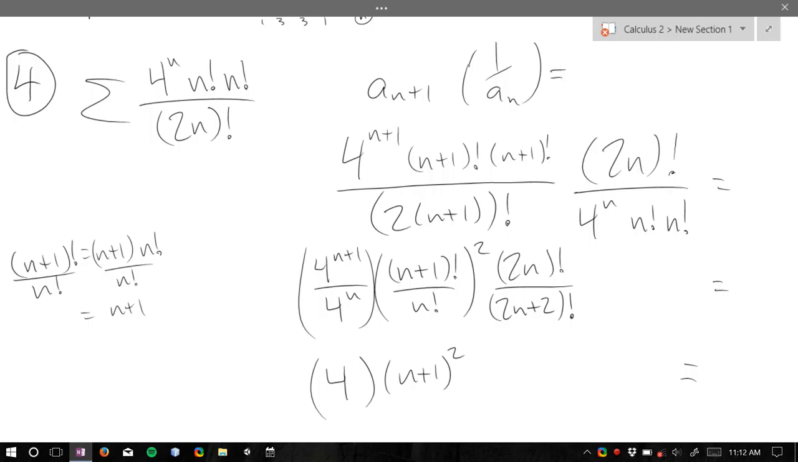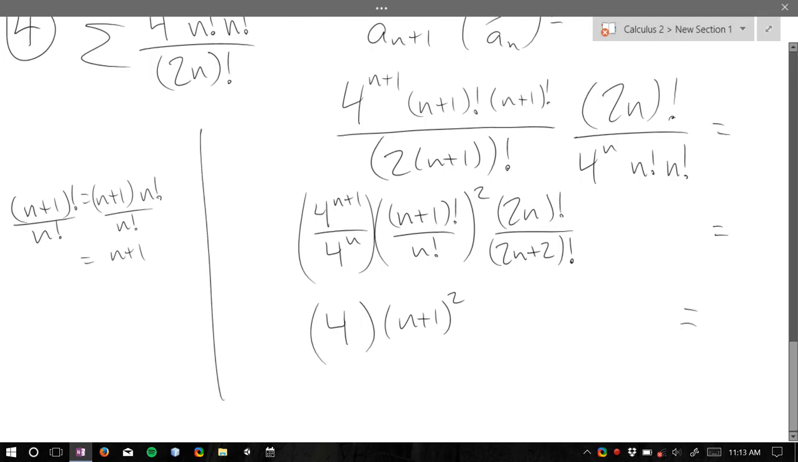Is it just 1 over 2n plus... Almost. So we're going to break out 2n plus 2, and we also have to break out 2n plus 1, and then we're going to have times (2n) factorial. So we've got to break out two of them in there. That's why this 2n plus 2 is a nice form, because I break out the 2n plus 2, 2n plus 1, and then just (2n) factorial.